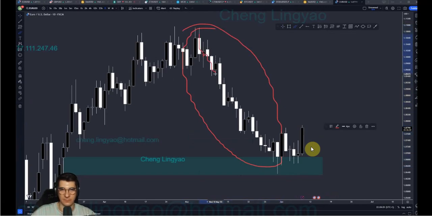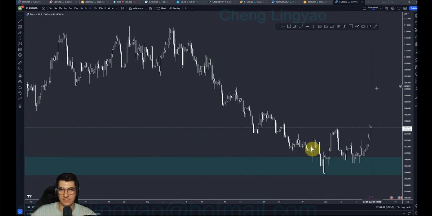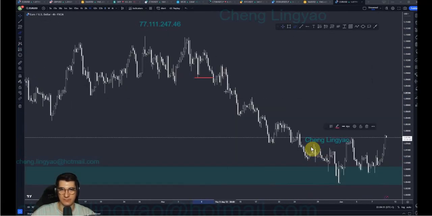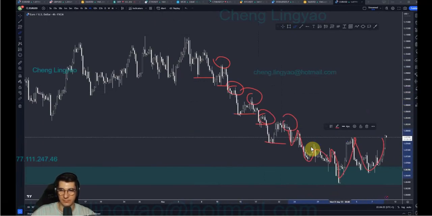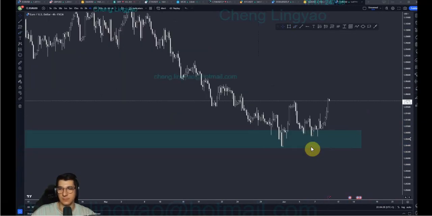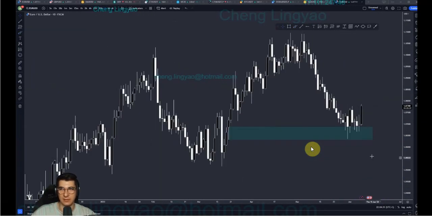If you look at daily, we never had any change of character or breaks of structure until we reached this point. Even going down on the 4-hour, same exact thing. We only had break of structure, retest, break of structure, break of structure, retest, break of structure. You see how healthy this downtrend has been until this point where we saw order flow switch from bearish to bullish. So first sign was daily candle closure.